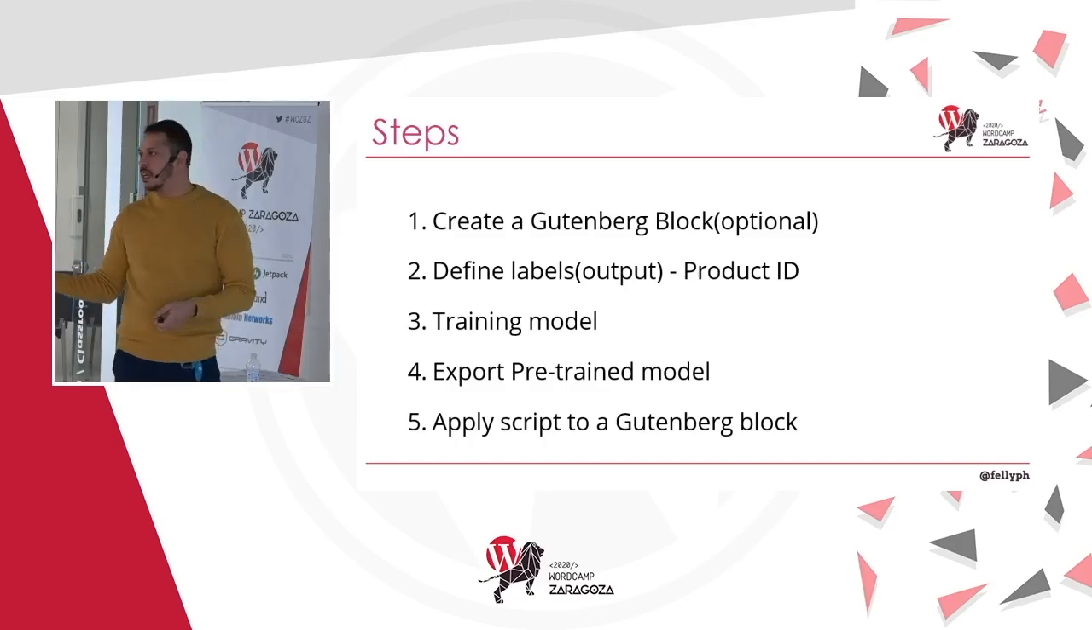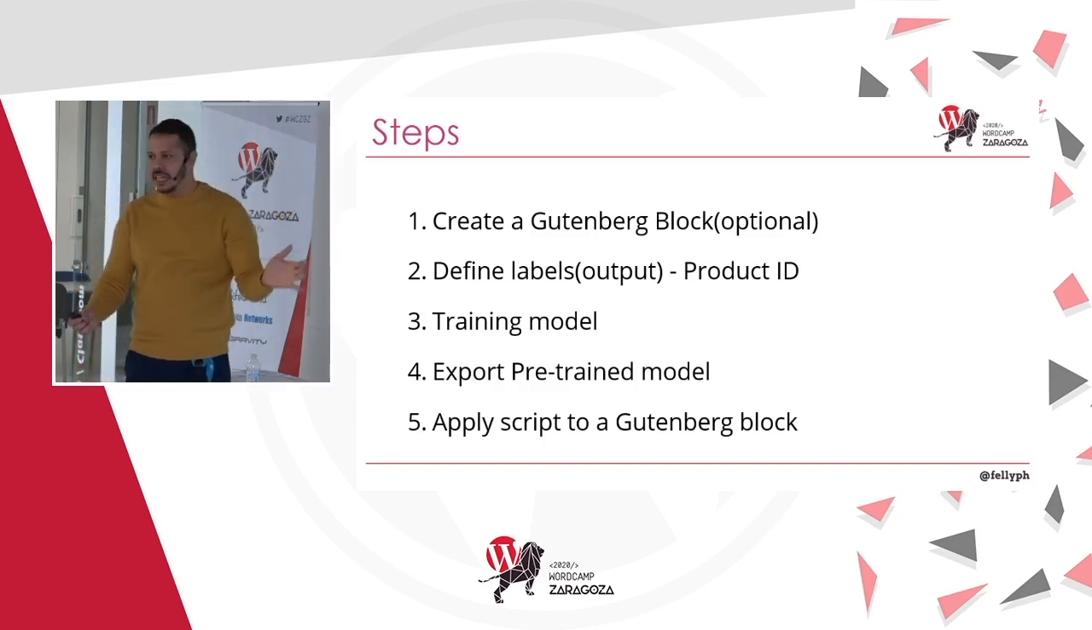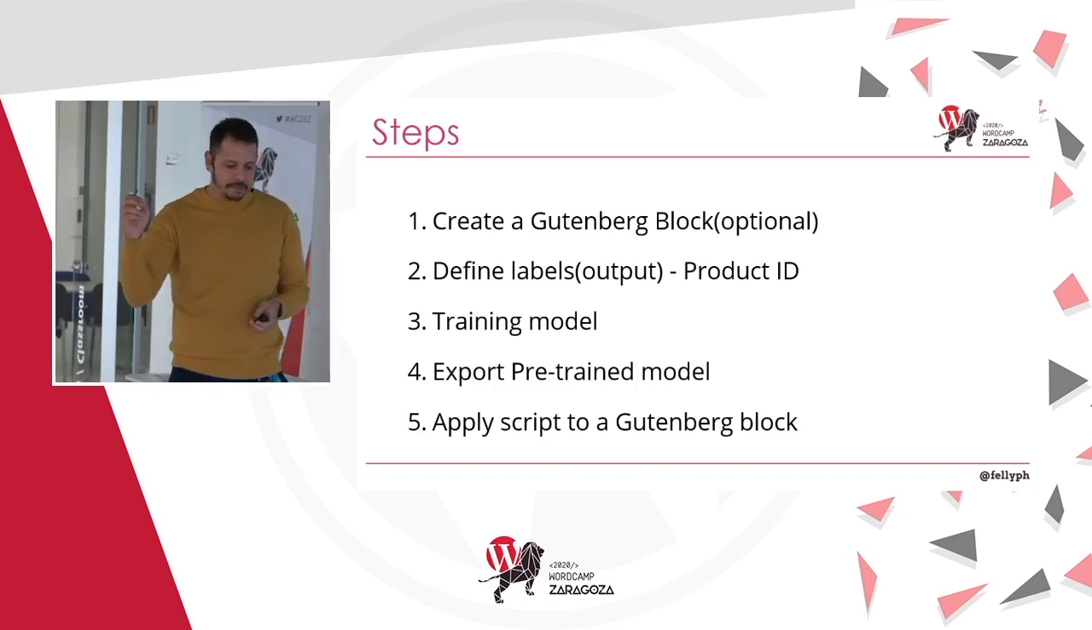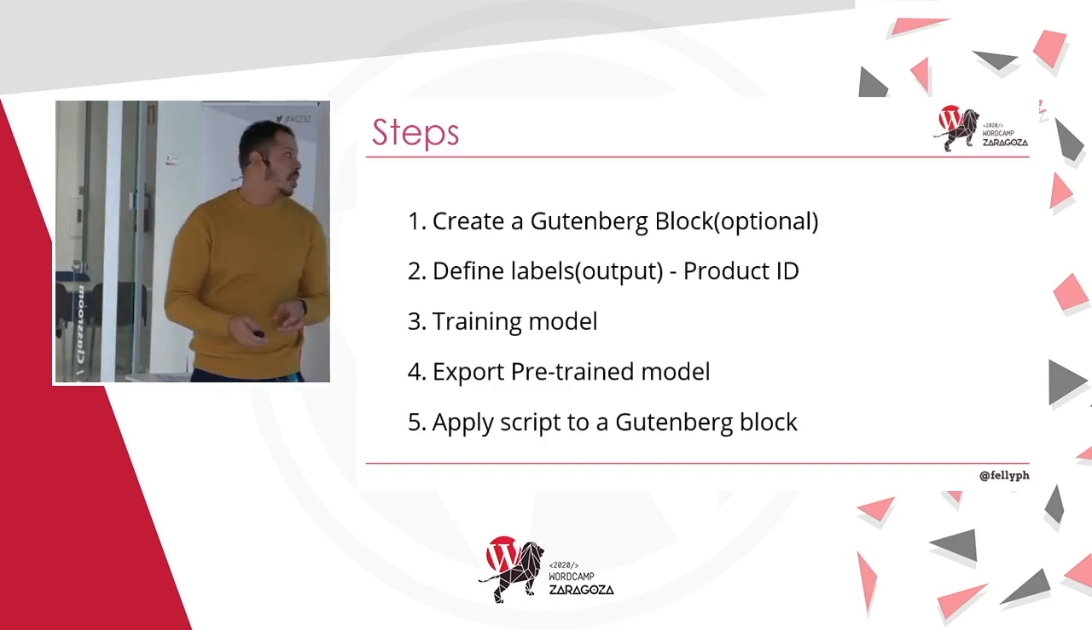But you can check the GitHub as well and see the full code. The idea is just to pass the concept. And it's 5 steps, right? Simple 5 steps. Not so simple, because many people worked to make that simple. You need to create a Gutenberg block and define the labels. For me, I have a store, and in that store I will classify products.